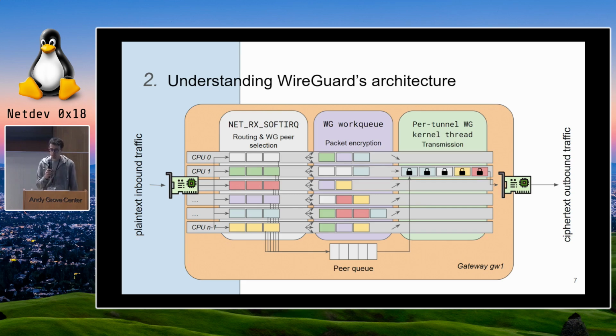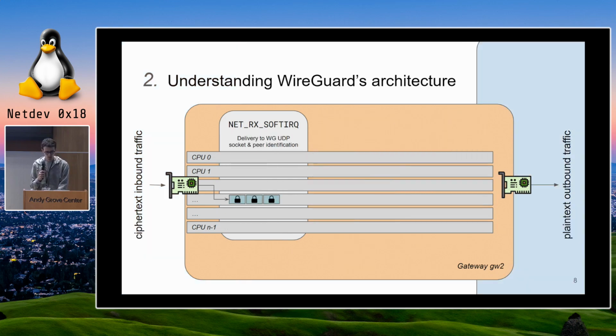Finally, the last stage is transmission. To host the transmission function, WireGuard will spawn a dedicated per tunnel kernel thread, which just dequeues packets from the peer queue and sends them out by writing to a UDP socket. I guess it's very, very straightforward.